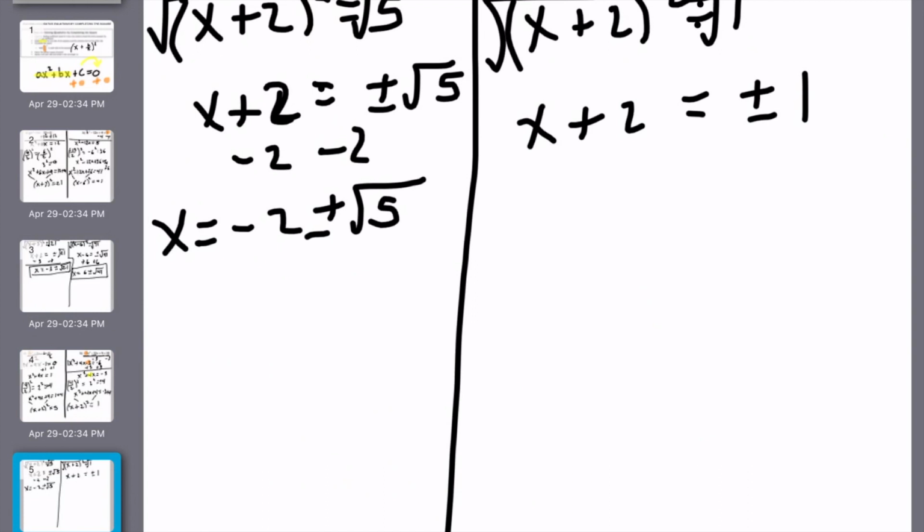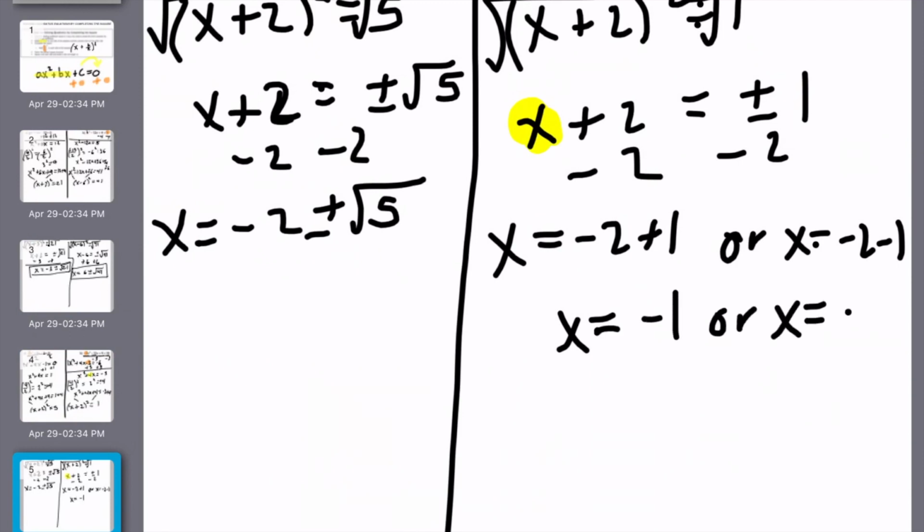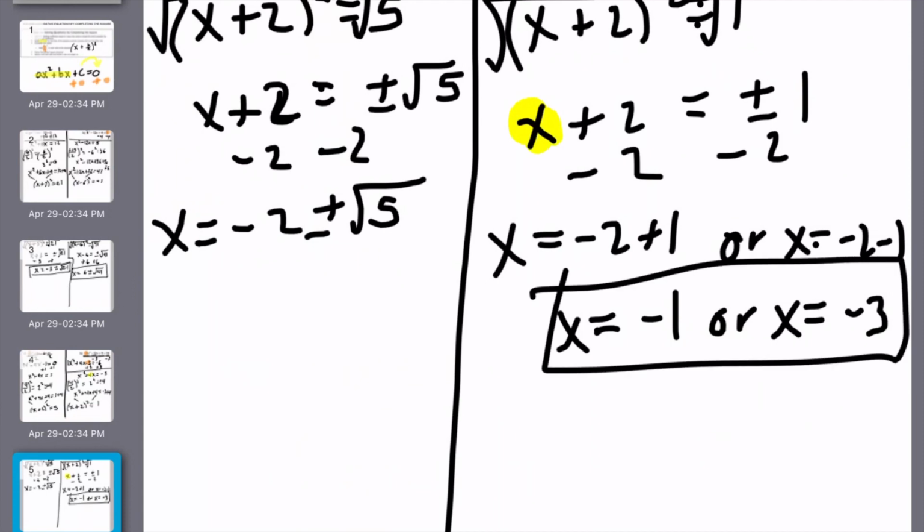So now what I have to do is get x by itself, and that means I need to subtract both sides by 2. So it's going to be x equals -2 plus 1, or x equals -2 minus 1. So x equals -1, or x equals -3. So there's 4 different examples of how you can go about completing the square along with some steps.